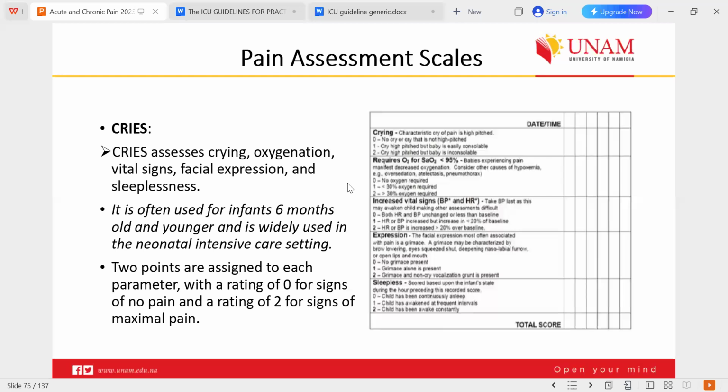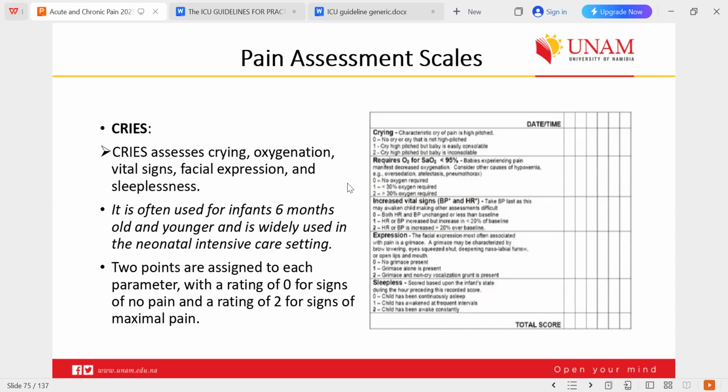Okay. The pain assessment scale, the other one is the CRIES. This is usually used for infants 6 months old and older children, and it's also widely used in the neonatal ICU. It assesses different parameters: crying, requires oxygen, increased vital signs, expressions, and sleeplessness. So it's the acronym CRIES.